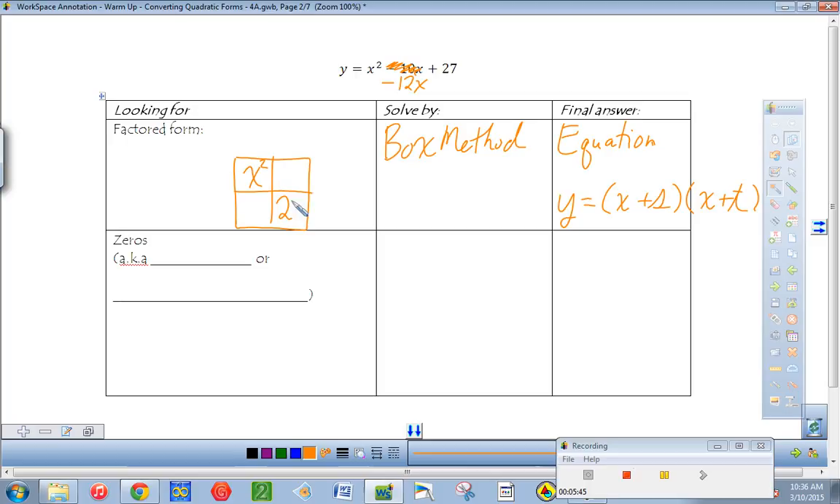And then the box above that, you put 27. We need two numbers that add up to negative 12 and multiply to give you 27. You get negative 9 and negative 3. Do I change the numbers now? Negative 9, negative 3.